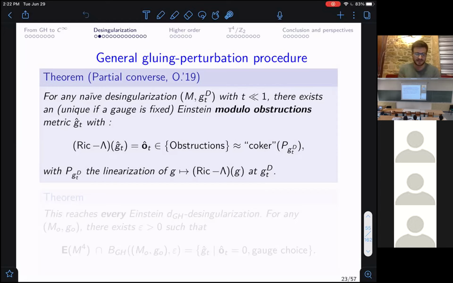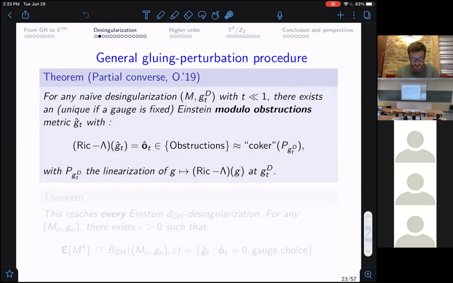Okay, so now let's take any naive gluing with small enough parameter. Often we cannot perturb it to an Einstein metric, and that's the whole point. But what we can always do is perturb it to an Einstein modulo obstruction metric. So this is not solving the Einstein equation, which would be just this equal to 0. We solve it up to some explicit set, which I call the obstructions, and which you want to think of as the co-kernel of the linearization of the Einstein equation.